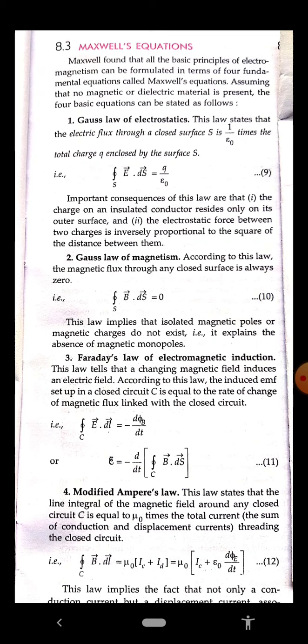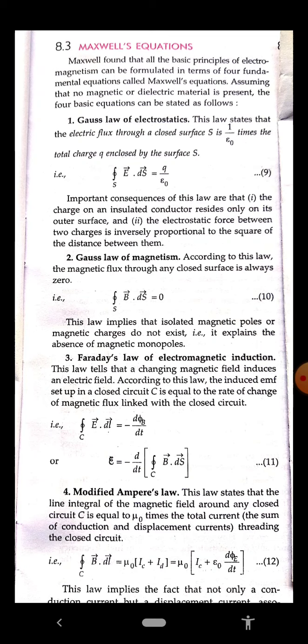And also E is equal to minus d upon dt of the surface integral over the closed surface, that is B dot dS, because phi is equal to B dot dS. So this was the third Maxwell equation, that is known as Faraday's law of electromagnetic induction.